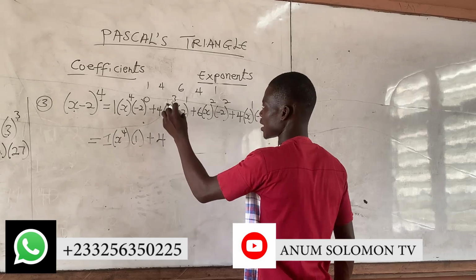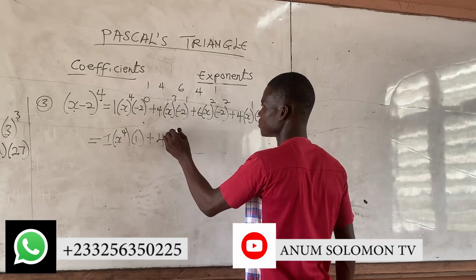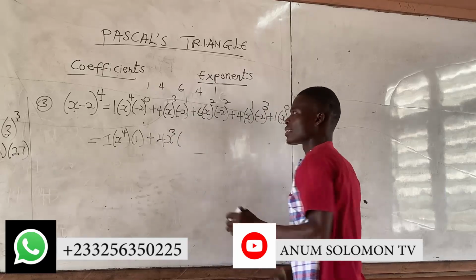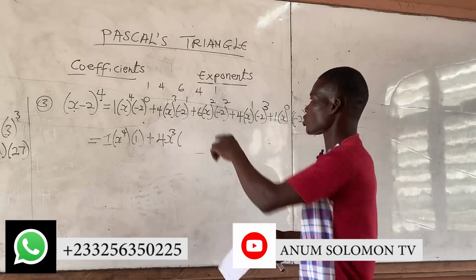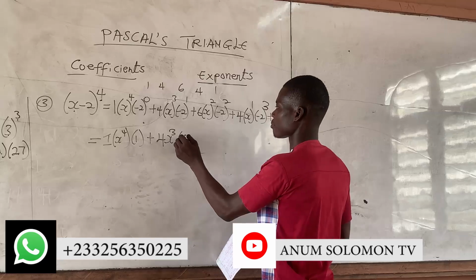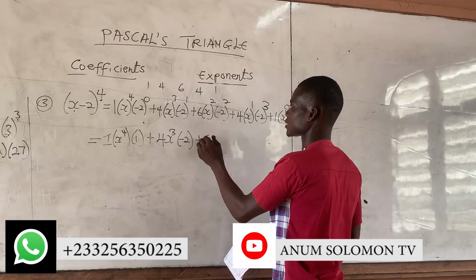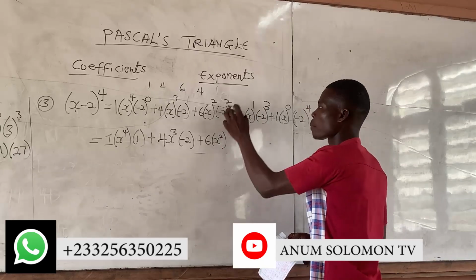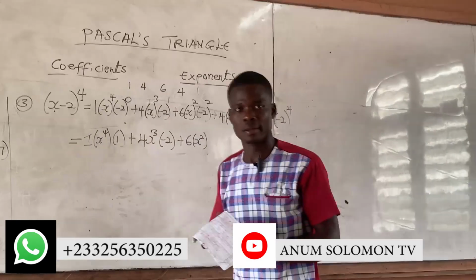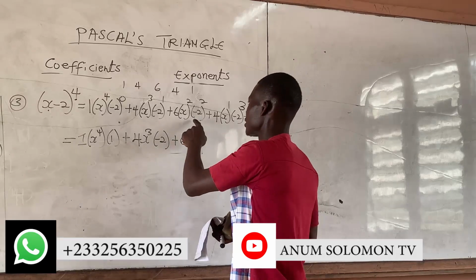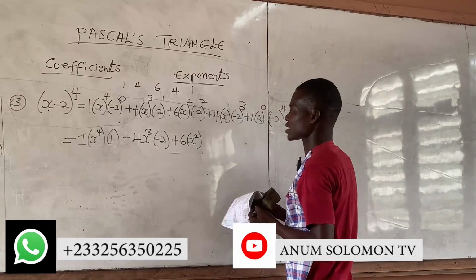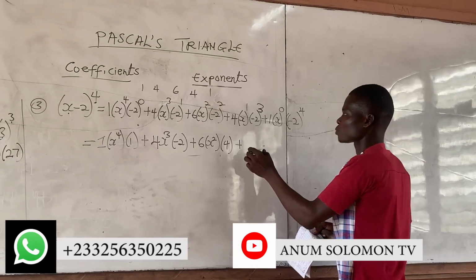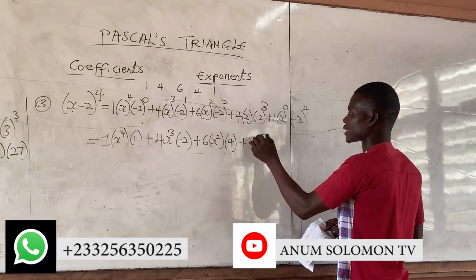4 bracket x to the power 3. Negative 2 to the power 1: since the 1 is odd, this is an odd power, so we have minus 2, plus 6 bracket x squared. Negative 2 to the power 2 is an even power. When we have an even power, the result will be positive, so that's positive 4, plus 4 bracket x to the power 1, which is x.